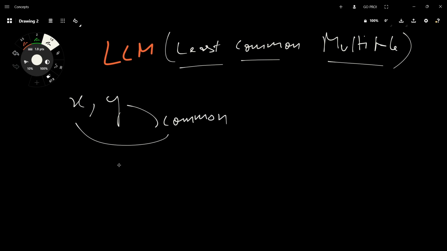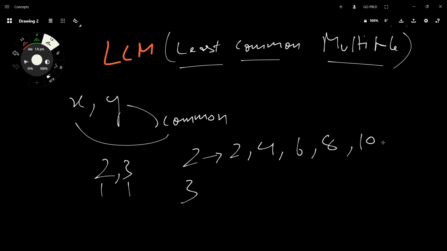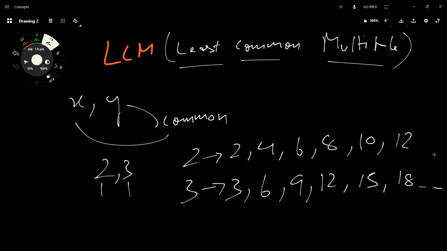So let us suppose these x and y are 2 and 3. We have to find a multiple of 2 and a multiple of 3 which are the same. So let us write it as 2 and 3. We will write 2, then 2 into 2 is 4, 2 into 3 is 6, 2 into 4 is 8, 2 into 5 is 10, 2 into 6 is 12. Similarly, 3 into 1 is 3, 3 multiplied by 2 is 6, 3 multiplied by 3 is 9, 3 multiplied by 4 is 12, then 15 and 18, and so on and so forth.